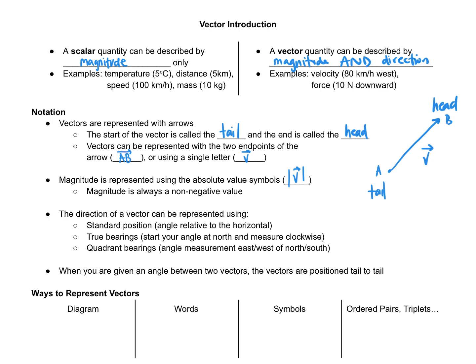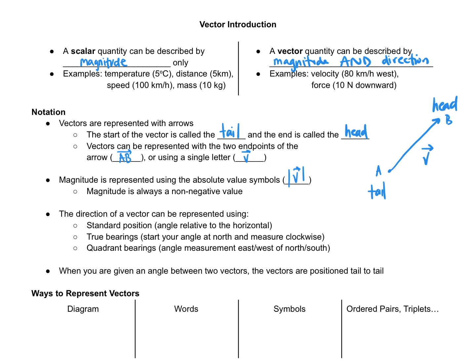In terms of the direction of a vector, we can use different ways to represent it. We can talk about the direction in standard position, where we're talking about the direction with reference to the horizontal. We could use true bearings, where north is 0 degrees and you calculate your angle clockwise from north. Or we could use quadrant bearings, where we use that north-south line and talk about the direction or the number of degrees towards the east or west compared to north or south.